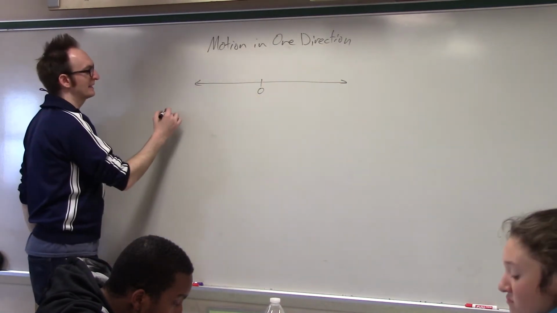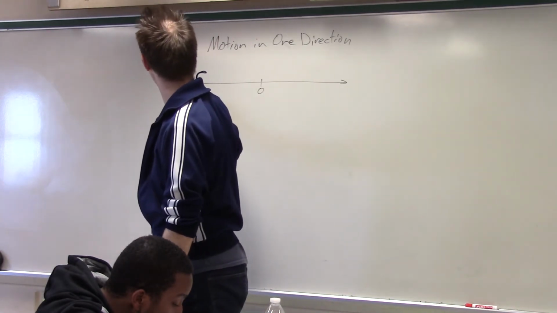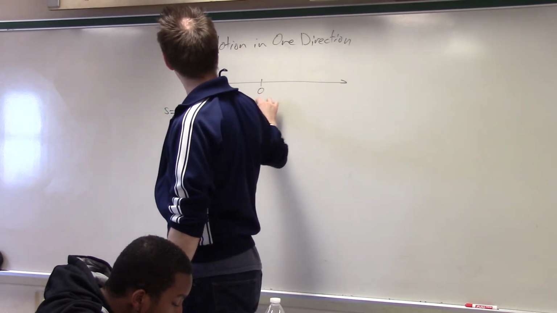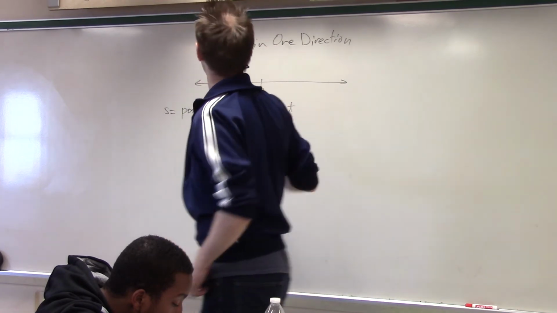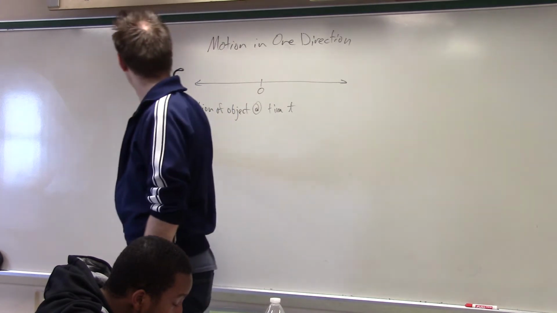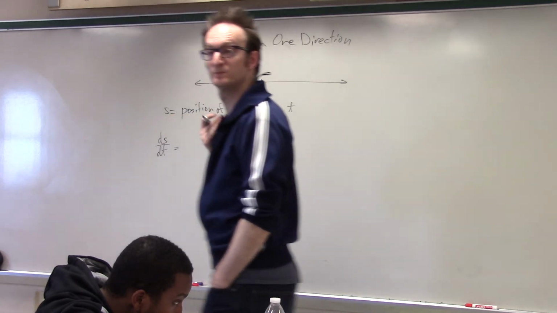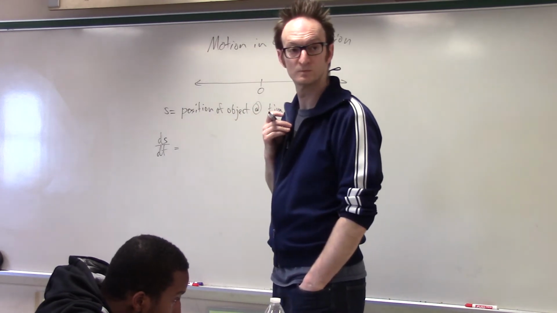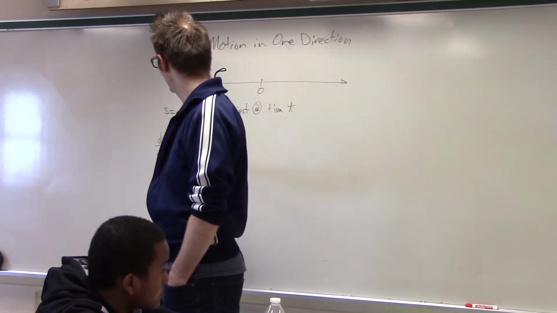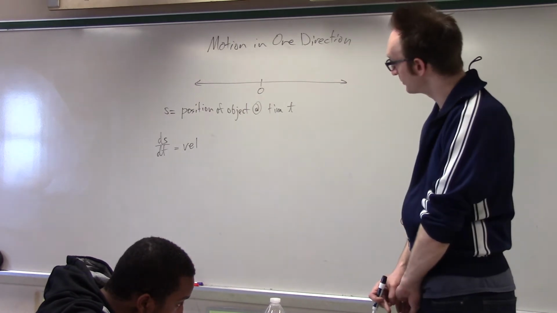Usually we let the letter S refer to the position of the object at time t. Well, what is the derivative of the position with respect to time? What would we call that? Velocity. By definition, the velocity is just the derivative of position.